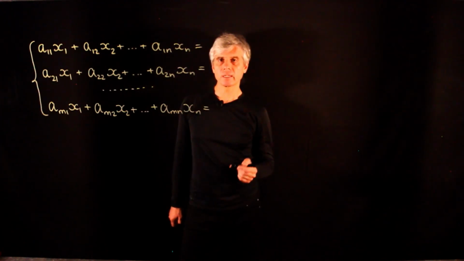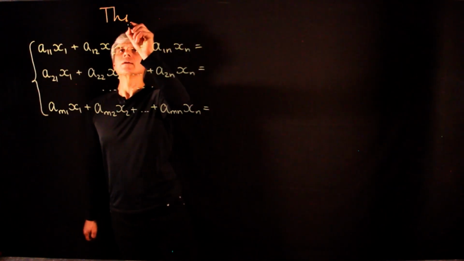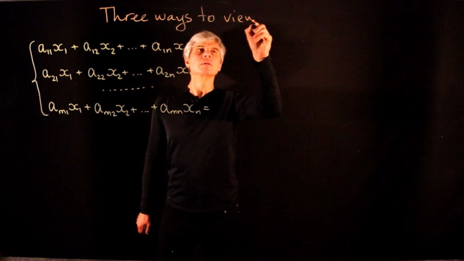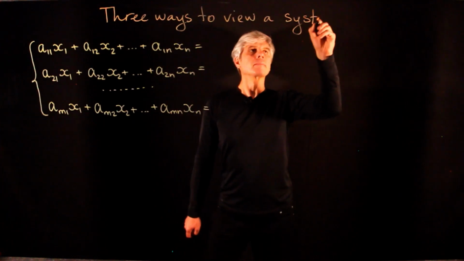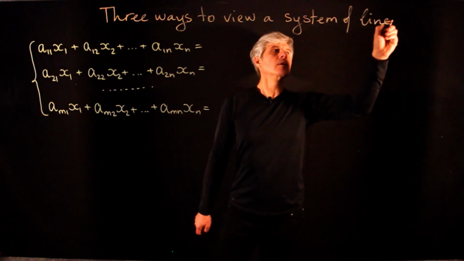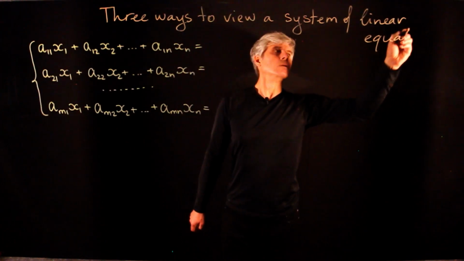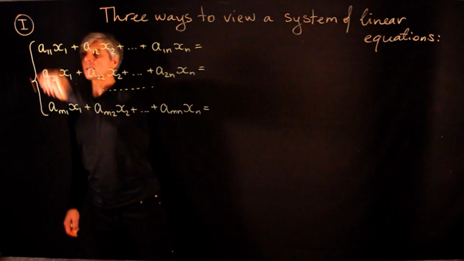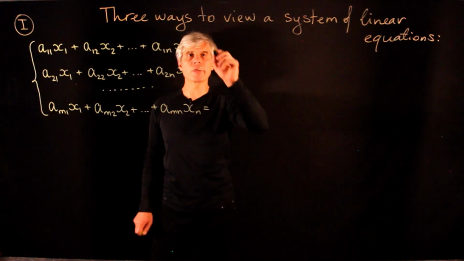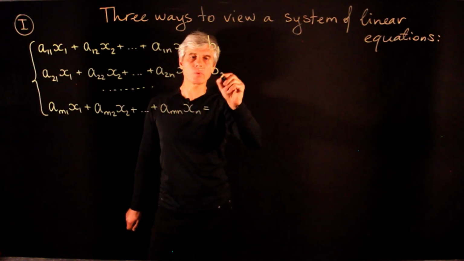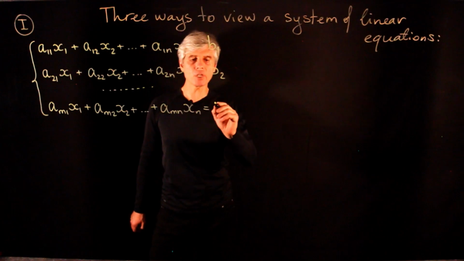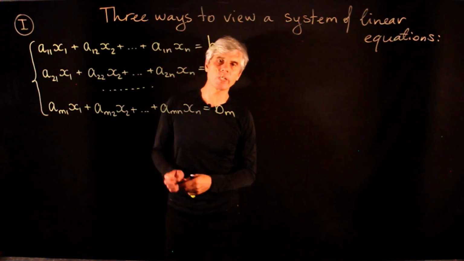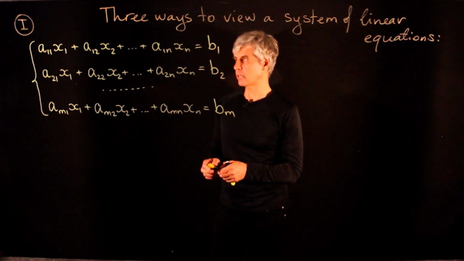This discussion leads us to 3 ways to view a system of linear equations. The first way is the standard way, the one that we started with. So we have a system of linear equations, with m equations and n unknowns.